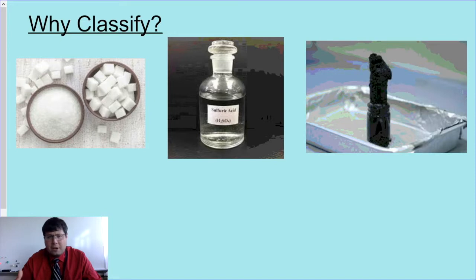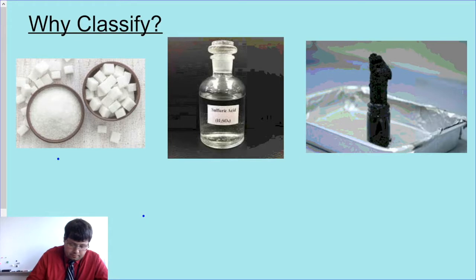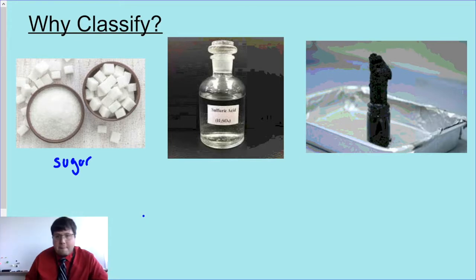But first, let's tackle the question of why we classify different substances. What does this matter? What's the big picture here? Well, if you've ever seen one of my favorite demos, you'll start to understand a bit about why chemists are interested in this. One of my favorite demonstrations involves taking sugar and mixing it with one of the strongest acids we know of, sulfuric acid, H2SO4.